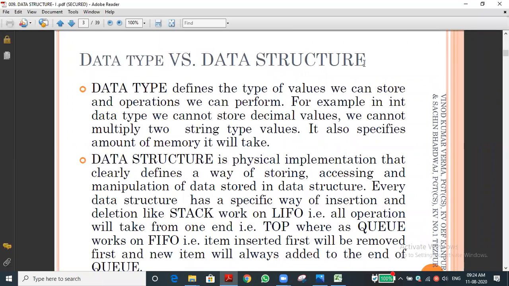Data type and data structure, that we already discussed. Data type defines the type of a value. What is the type of the value? It may be integer, float, or whatever. For example, in the integer data type we cannot store decimal values. Integer means only whole numbers, not decimal points. We cannot multiply two strings, but we can multiply one integer and one string. That is possible. That multiplication is string replication, which we have seen.